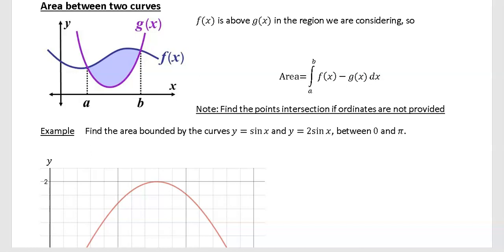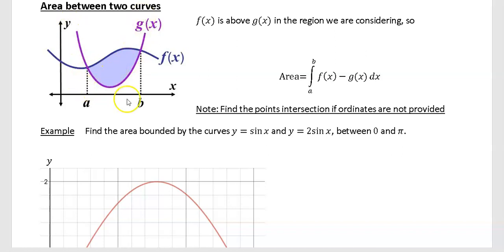In this video we're going to look at finding the area between two curves, and in particular we're going to look at the two curves being two trig functions. So to find the area between two curves, here we've got a curve f of x which is on top and g of x which is below. What you need to do first of all is find the two points where they intersect, because these will be your limits.